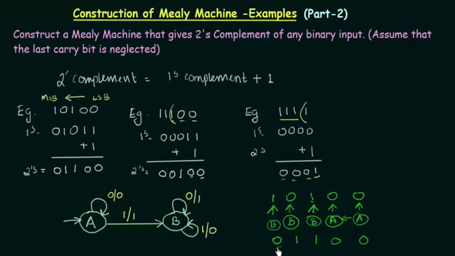Now this gives us the 2's complement of this number. Let's see if it is correct. Here we calculated the 2's complement as 0 1 1 0 0 0 1 1 0 0. So we are getting the 2's complement of the binary input that we provided. So we have successfully designed the Mealy machine that takes any binary input and gives the 2's complement of that binary input as the output.